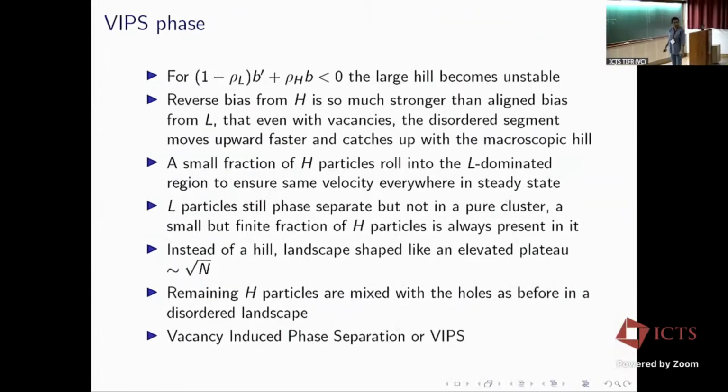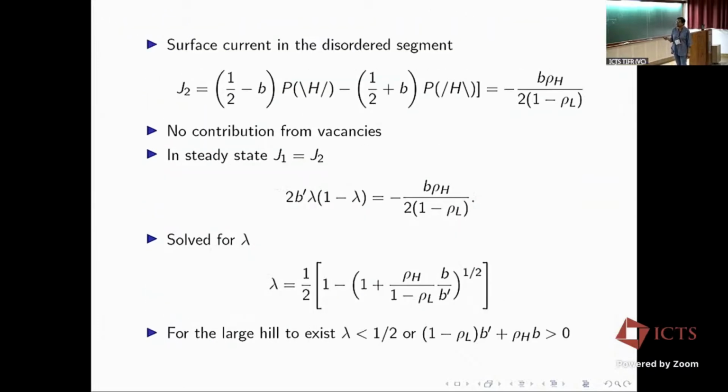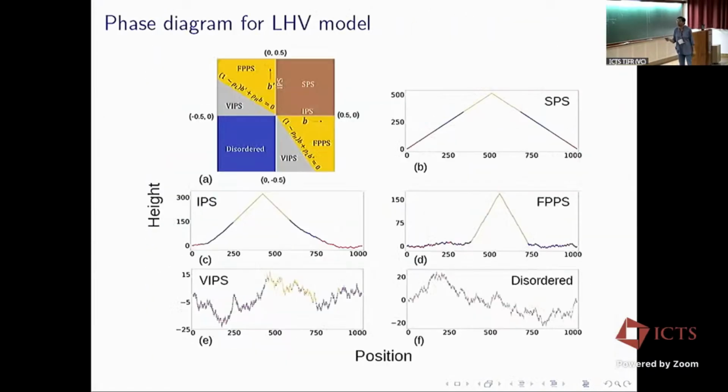But this cannot go on forever. When the reverse bias becomes very strong, then even though all the vacancies are present, it is still not enough to let the aligned bias win. In that case, the hill cannot sustain anymore. So however, that does not mean that this phase separation is lost, the ordering is lost. So in this case, what happens, if I go back here, yeah. So suppose I still start with such a configuration, then this part moves upward at a higher speed and catches up with the hill. And the hill cannot sustain anymore.